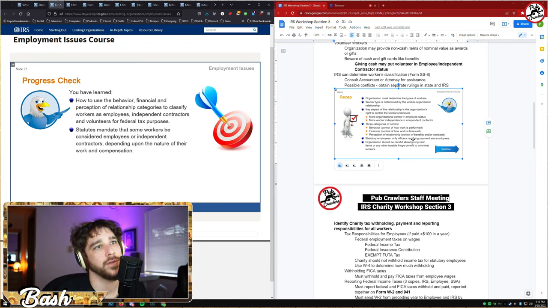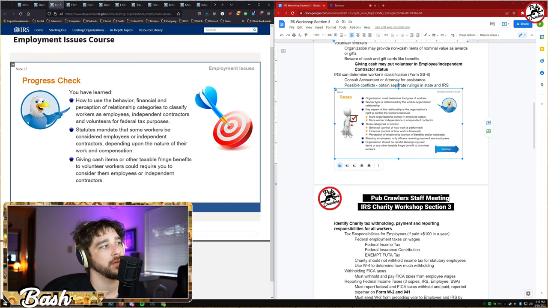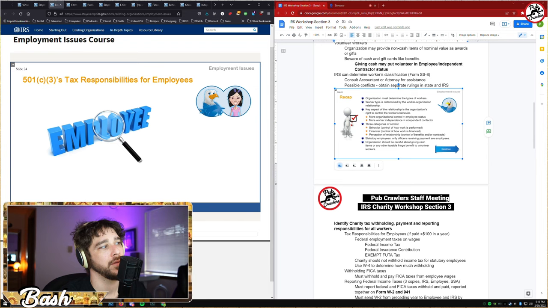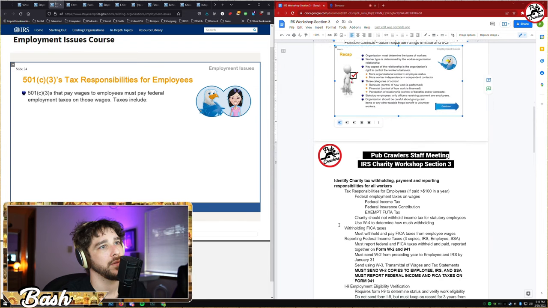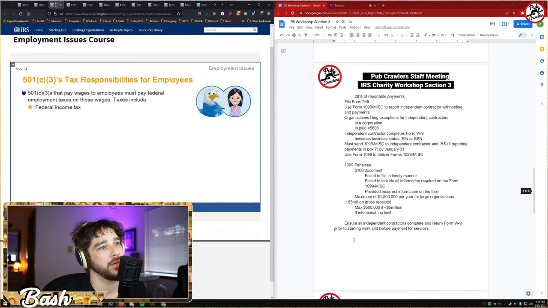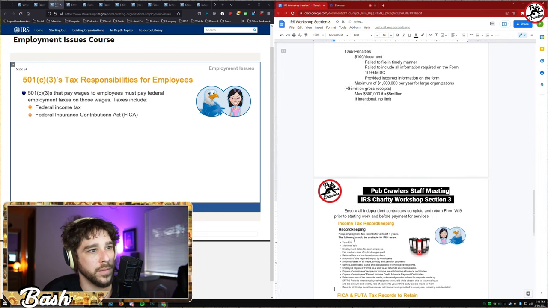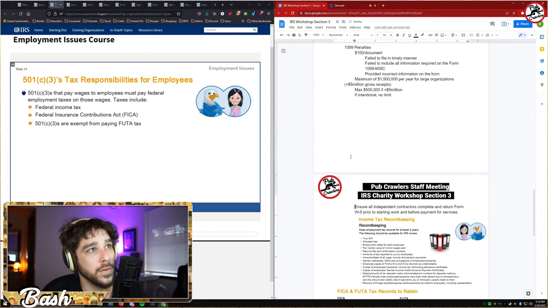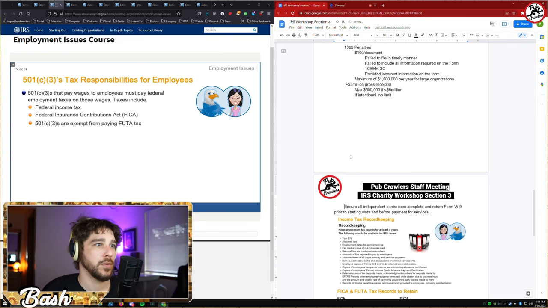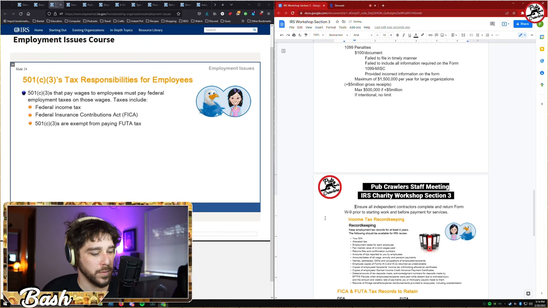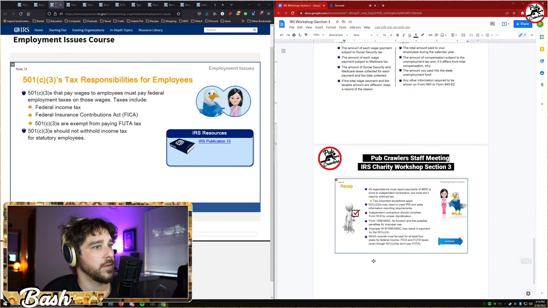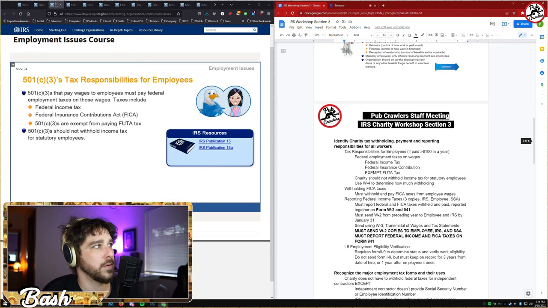Statutory employees. Only officers receiving payments are employees. Employees must pay federal employment taxes on those wages. These taxes are federal income tax and Federal Insurance Contributions Act, known as FICA taxes. Note that 501c3s are normally exempt from paying Federal Unemployment Tax Act or FUTA tax. Your 501c3 generally must withhold and pay federal income tax from its employees' wages. 501c3 shouldn't withhold income tax for statutory employees. For more information, see Publication 15, Circular E, Employer's Tax Guide, and Publication 15A, Employee's Supplemental Tax Guide.